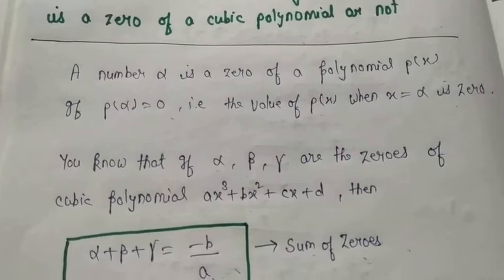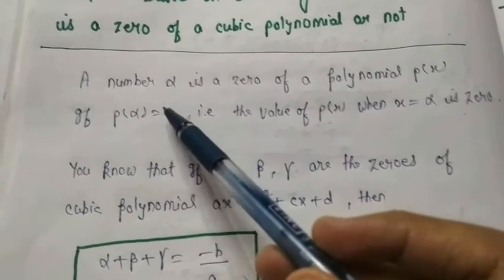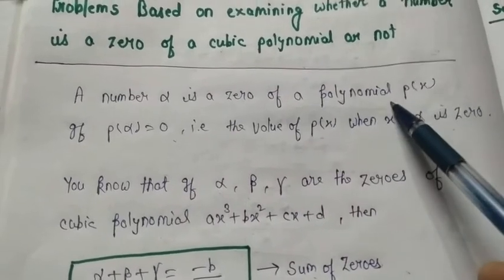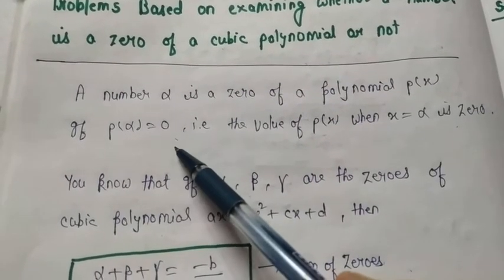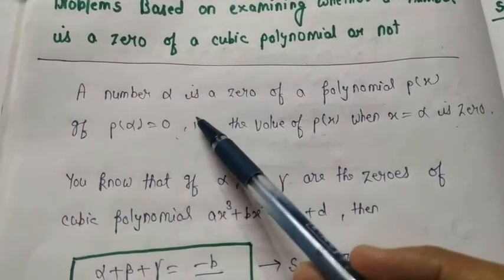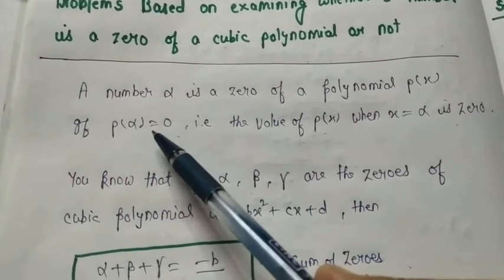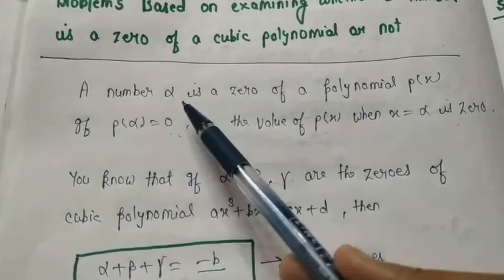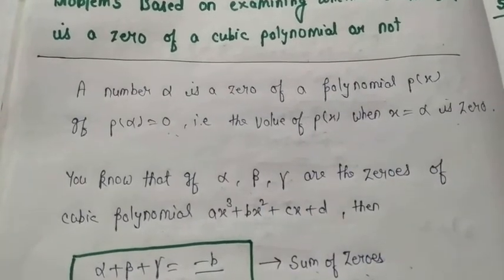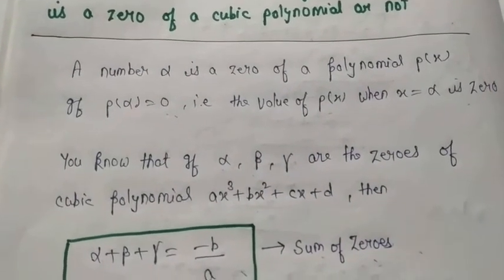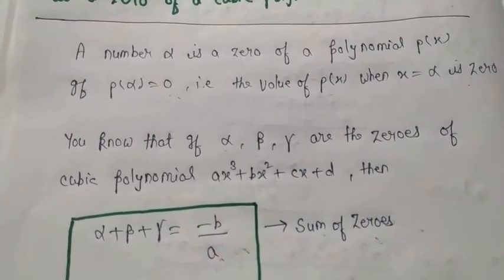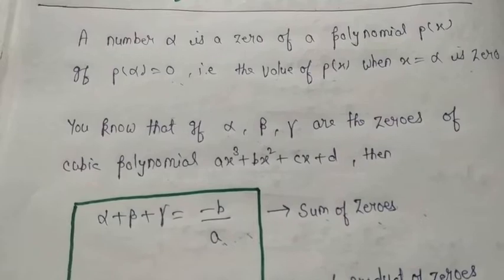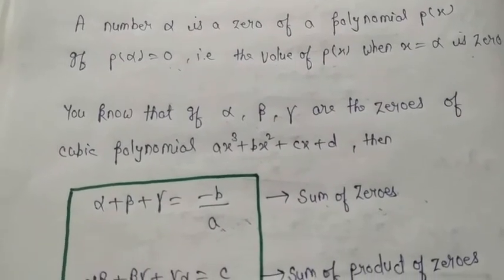I have written here: a number alpha is a zero of the polynomial p(x) if p(alpha) equals 0. That means when you put that value in the polynomial and the value of the polynomial becomes 0, then the given number is a zero of the polynomial. This type of question you have already solved in the case of quadratic polynomials, so the same concept we will apply in cubic polynomials also.